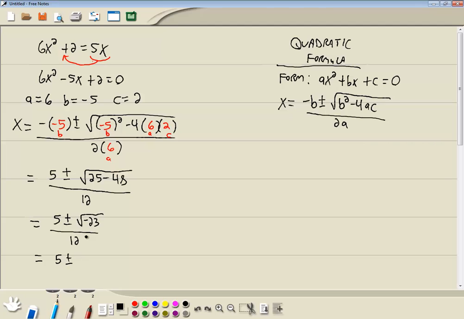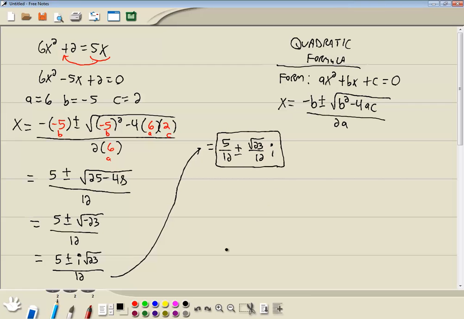Now 23 looks like it's a prime number, but the negative we can do something with. Remember, if you have a negative, it comes out as an i. So we're going to have 5 plus or minus i square root of 23 over 12. And whenever you have an i appear in your problem, you want to split it apart. The real part separate from the imaginary part. So I'll put the 5 over 12 plus or minus square root of 23 over 12 with an i to the side. And that's our answer.